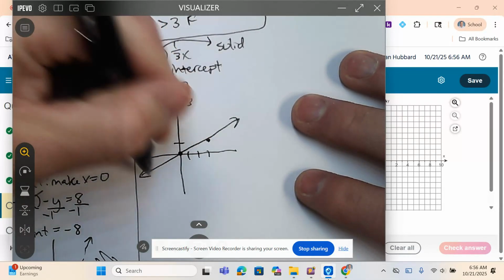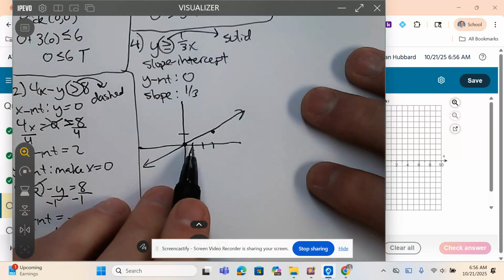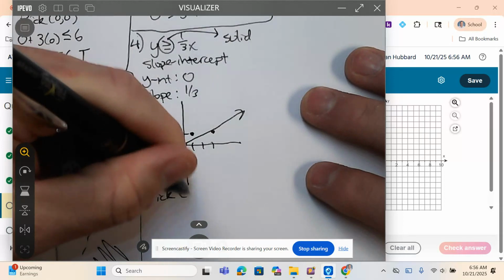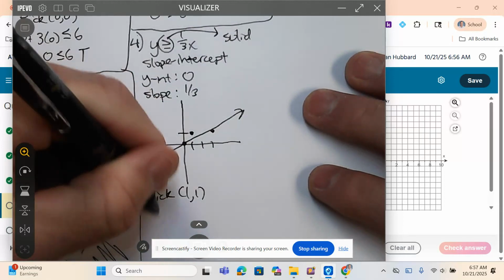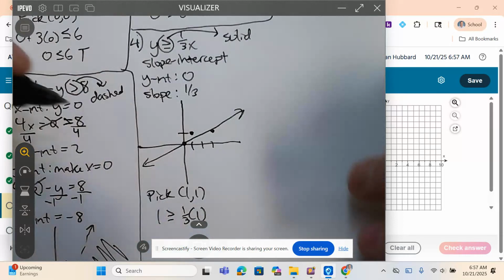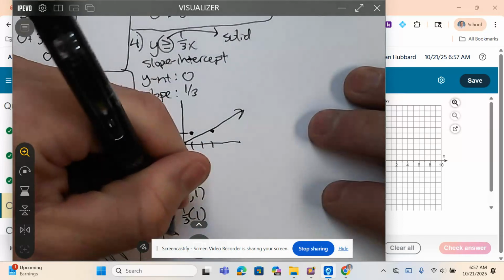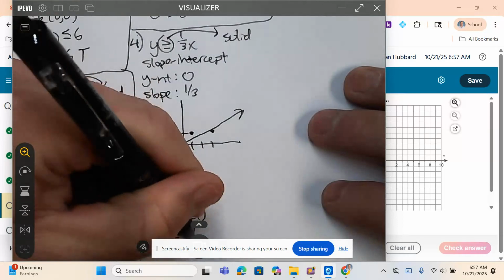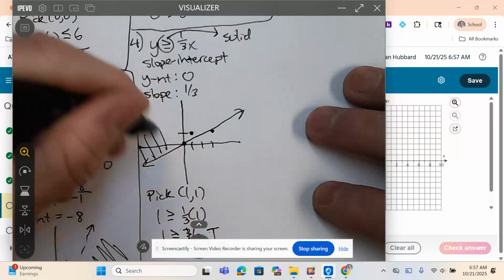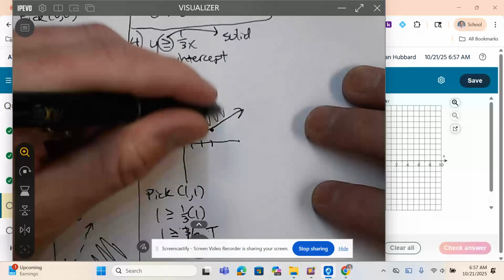So now I'm going to pick a point not on this line. I'm going to pick 1, 1 here. So it's 1 greater than or equal to 1/3 times 1. Is 1 greater than or equal to 1/3? That's true. So I'm going to shade towards 1, 1. I can't pick 0, 0 because 0, 0 is on the graph here.